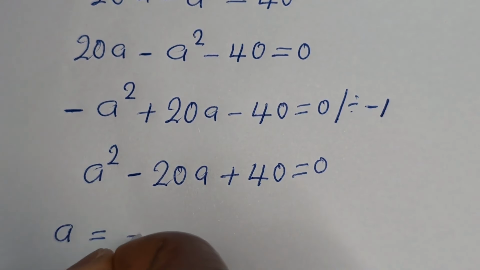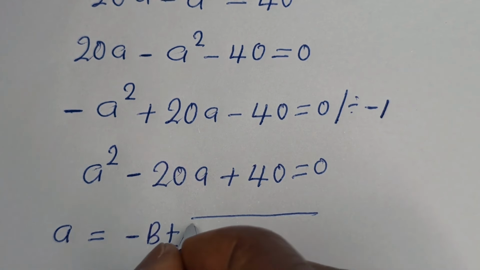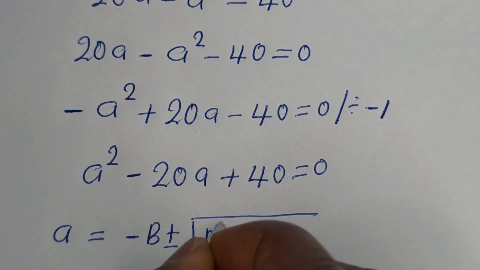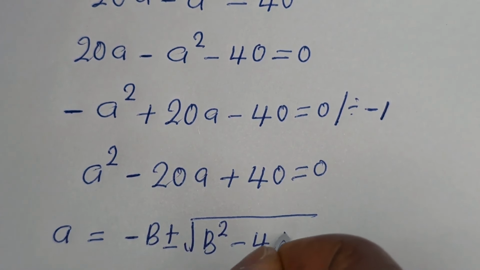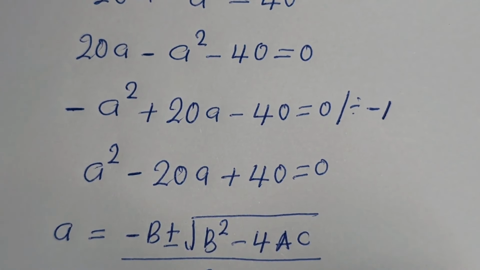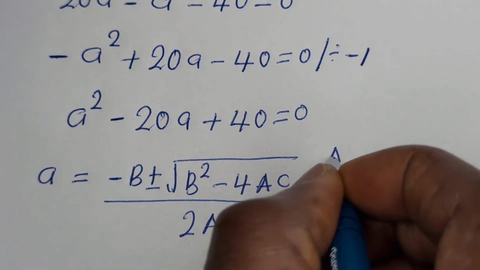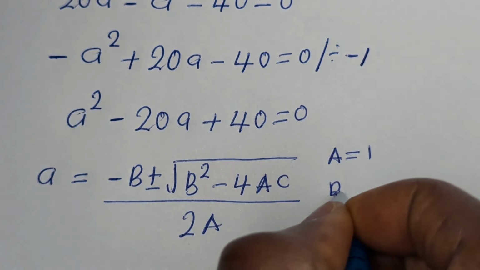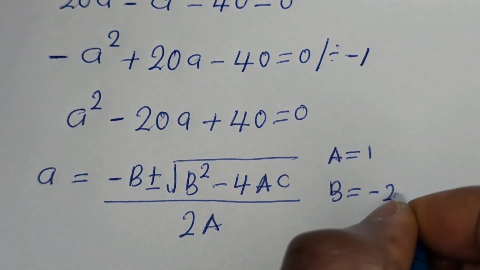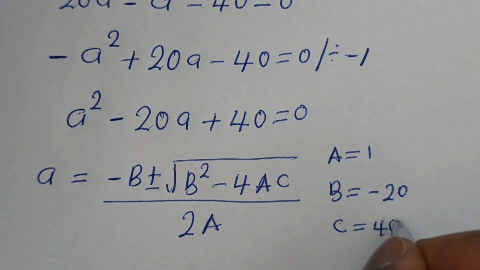a is equal to minus b plus or minus square root of b square minus 4ac over 2a. Then from this equation, a is equal to 1, b is equal to minus 20, c is equal to 40.